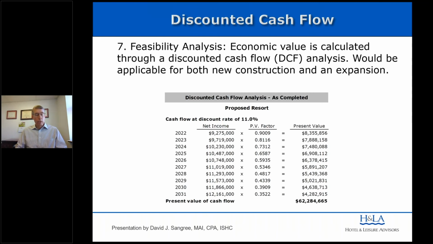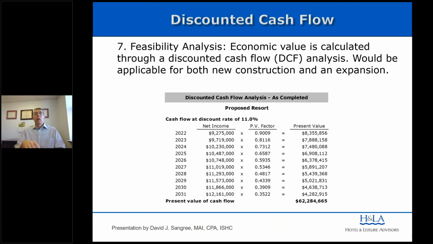Now, using the results from this financial analysis, which would include, again, looking at actual results from comparable properties, we will do a discounted cash flow analysis by using an industry discount rate and terminal capitalization rate to come up with a valuation for the property. So this would be done for both a new construction and an expansion.